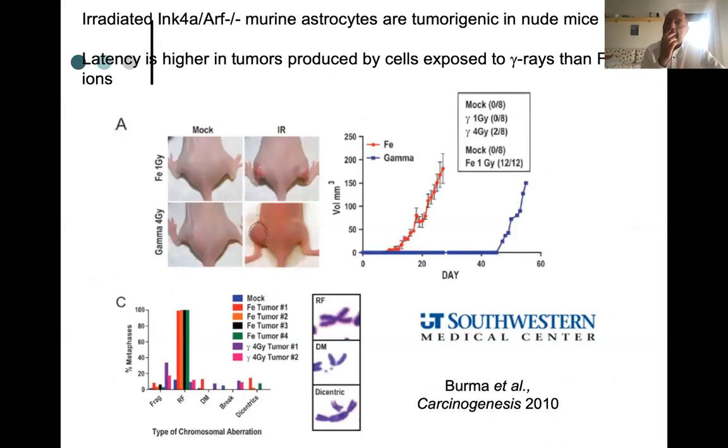When you irradiate, this is a nude mouse, so it's not an immunocompetent mouse, it is an immune deficient mouse. But you see, if you irradiate with gamma rays, this is the frequency of murine astrocytomas that you get. This is what you get if you irradiate with iron ions, high LET. You see the frequency at the end is the same, but this occurs earlier than here. So it's not only the frequency that matters, but also the latency time.